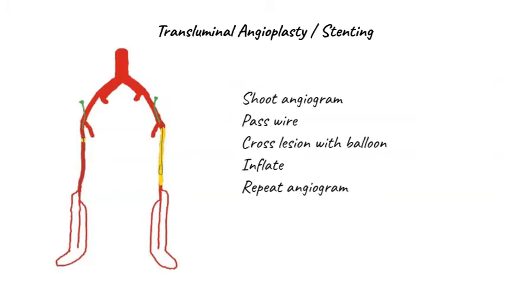In the case of a long occlusion or multi-level stenoses, sometimes you need to pass the wire subintimally, which is a little trickier. Once you're across the lesion with the wire, you cross it with a balloon, inflate the balloon, and then repeat the angiogram to assess the result.